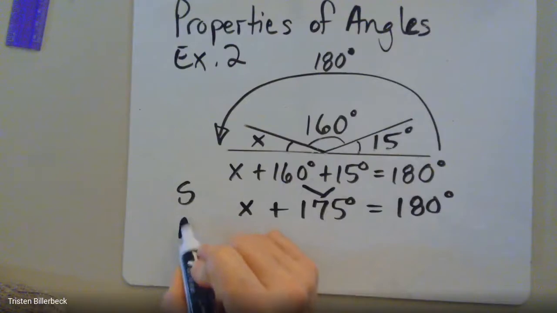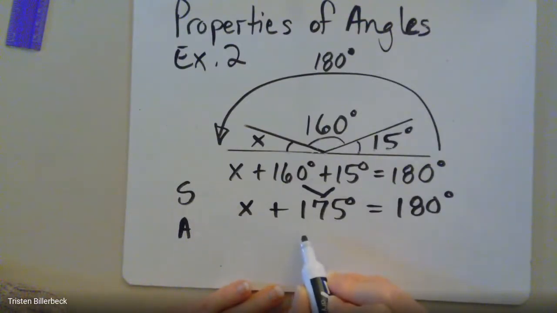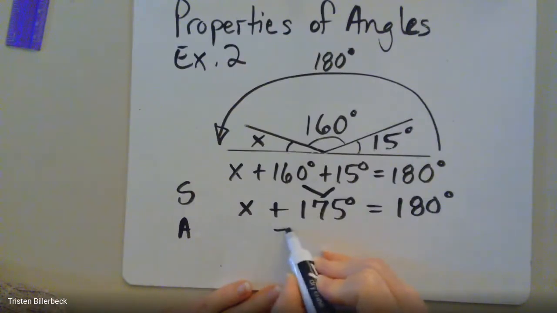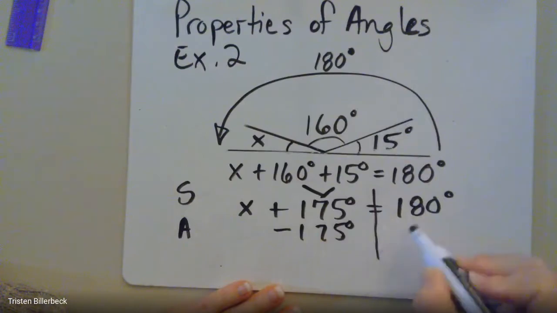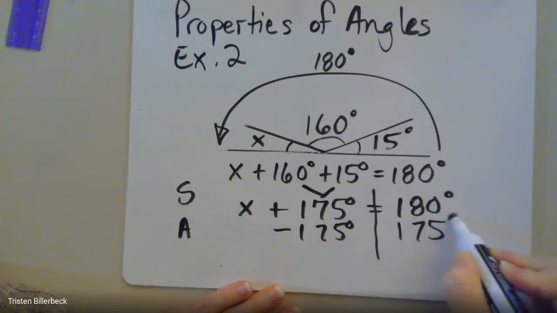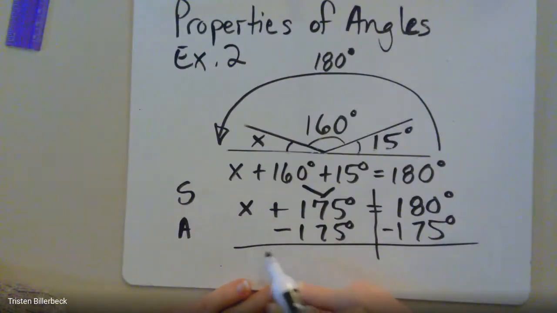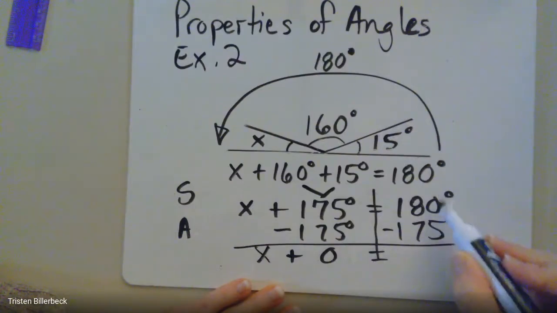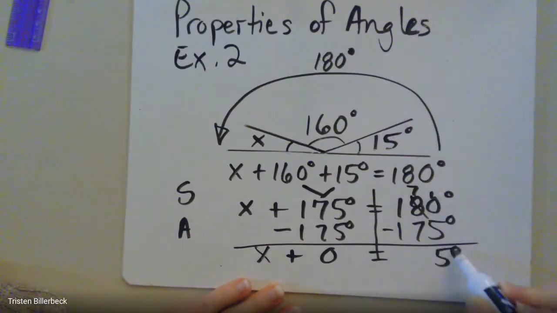Next, we're going to use an additive inverse. So the opposite of a plus 175 is a minus 175. And if we do it to one side, we do it to the other side. So we have x plus 0 equals, and then when we subtract these, we get 5 degrees. So x equals 5 degrees.